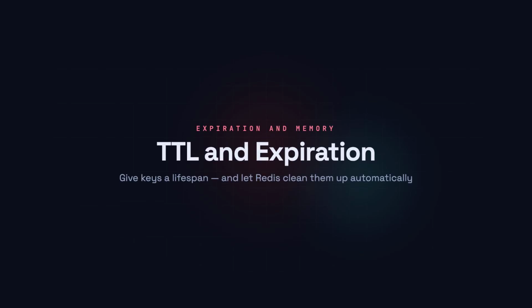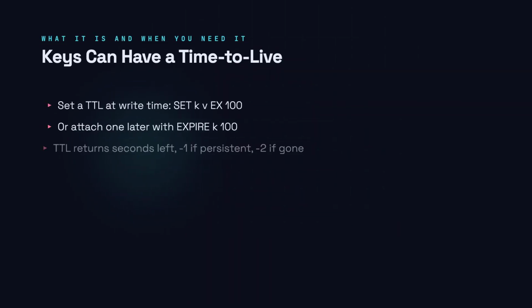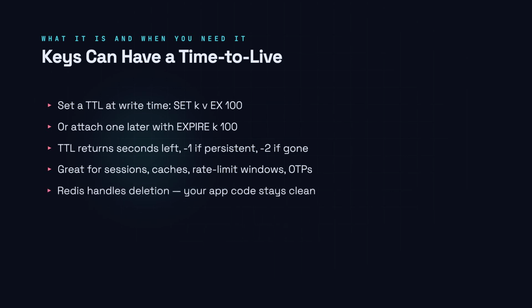Redis lets every key carry a built-in timer. When that timer hits 0, the key disappears, no cron job, no cleanup code required. A time to live tells Redis how long to keep a key alive. You use it anytime data has a natural shelf life: a login session, a cached response, a one-time password.